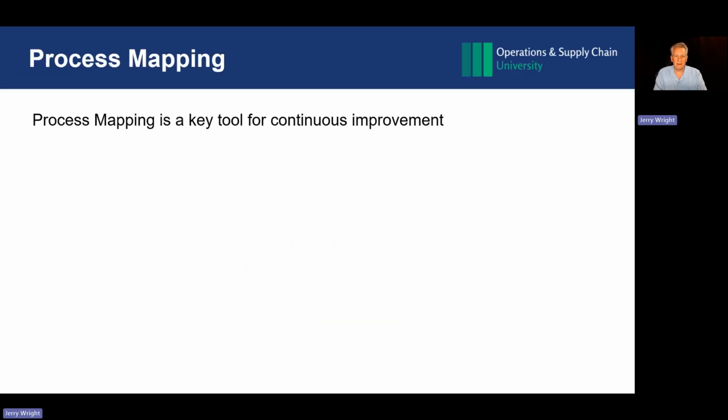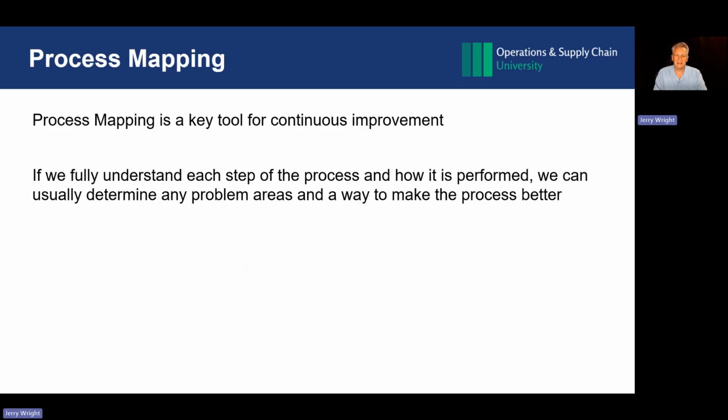So process mapping is a key tool for continuous improvement. In fact, it's the one I use probably the most. If we fully understand each step of the process and how it is performed, we can usually determine any problem areas and find a way to make the process better.